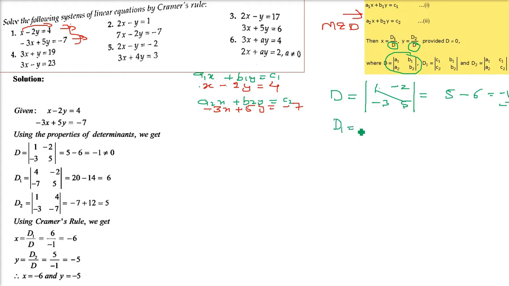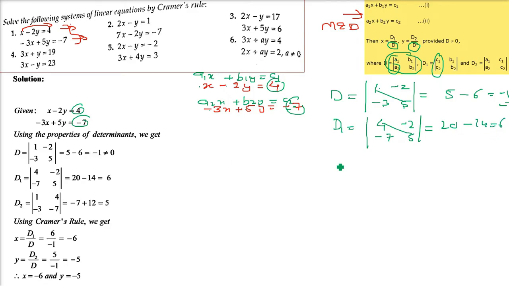D1 can be computed by replacing the first column with what is on the right-hand side, C1, C2. Since we are talking about D1, we are talking about x. So a1, a2 has to be replaced by c1, c2, which is 4 and negative 7. So just write 4 and negative 7 here, and the rest remains the same, minus 2 and 5. So 5 times 4 is 20, minus 14, it is going to be 6.